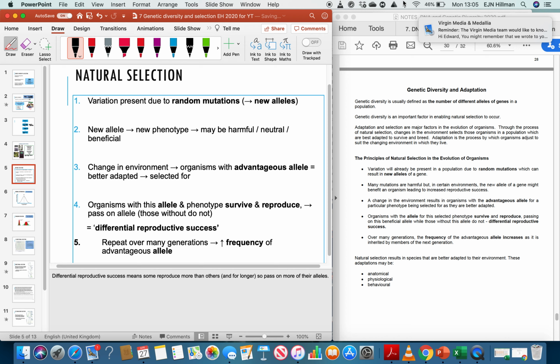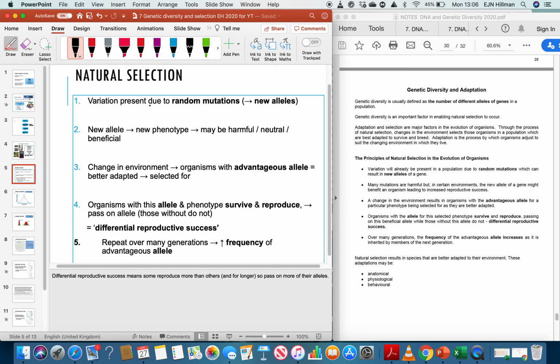So, a bit more detail then on natural selection. If you're ever given a question on explaining natural selection, we need to include these 5 points. It's important, though, that the context of the question is included. I may do a follow-up video on this to look at an example, but this is the general format that you should follow.